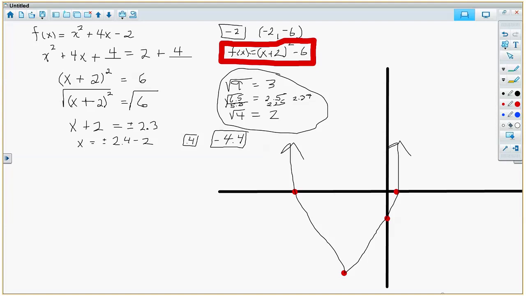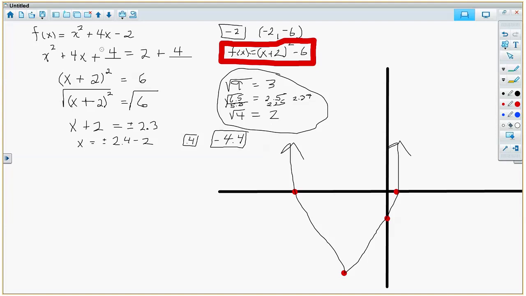Okay? Now, domain is all real numbers. Why is the domain all real numbers? Because it's not a radical or what? Or a rational, Hubert. That's right, class. And what is my range? Negative 6 to what? Infinity. Decreasing from negative infinity to negative 2. Increasing from negative 2 to what? Positive infinity, Hubert. Thank you, class.